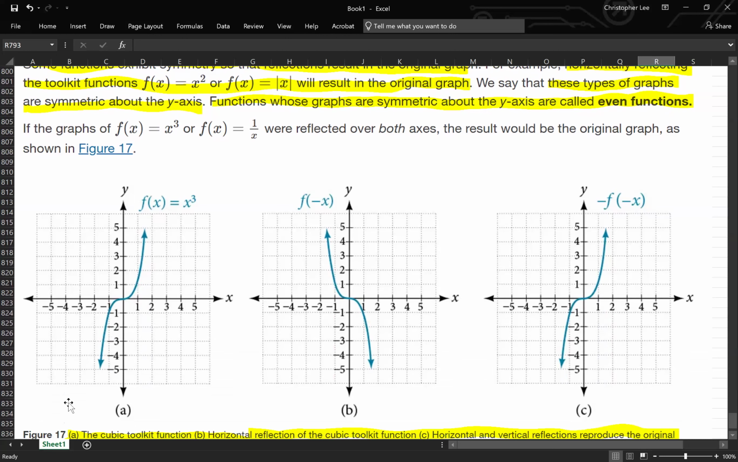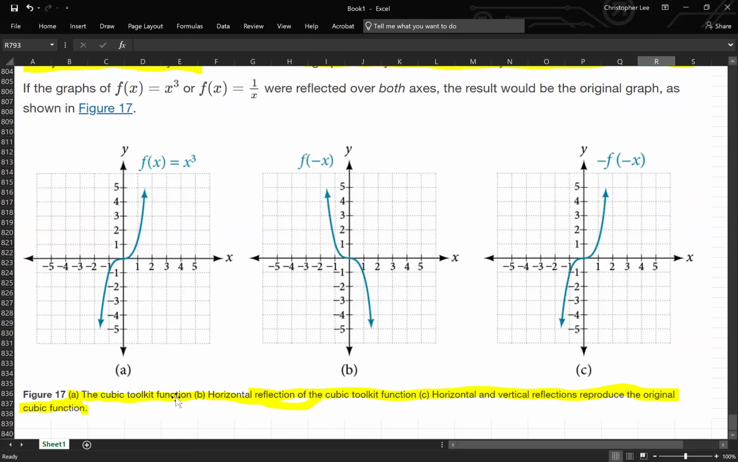Now, let's say I first reflect about the y-axis. Boom, that's how it goes. I'm flipping it around. Now, after I flip it around, let me reflect it about the x-axis. So now I'm flipping it up. I'm right back to the original equation where I started. So the cubic toolkit function, B is a horizontal reflection of the cubic toolkit function. Horizontal and vertical reflections reproduce the original cubic function.